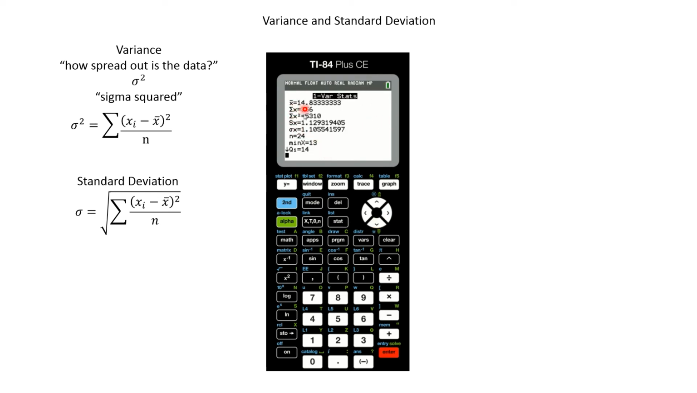And look, there's X bar, there's our mean that we found. The sigma X is if we added them all up. If we squared them and added them all up, oh hey, standard deviation, look at that. To find variance, we would square that number. And then, let's see, there's 24 data points. Oh hey, it gave us our 5-number summary. Well, does that mean we could probably graph a box and whisker plot?